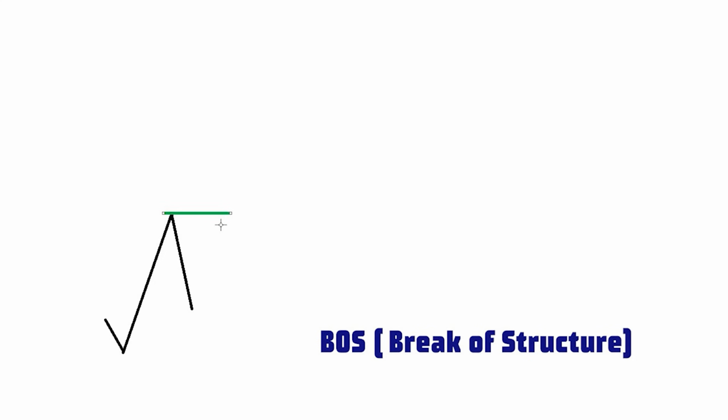Alright, as you know, a BOS is simply a break of structure, a structural break in either direction. Let's look at an example in an uptrend. Price pushes upward, then pulls back. That gives us a swing high at the top and a swing low at the bottom. We mark them with green lines. Now we know that any break above or below these levels counts as a break of structure, a BOS.